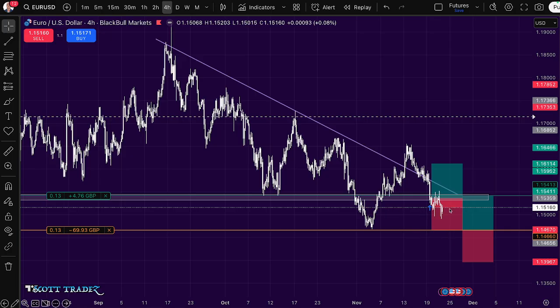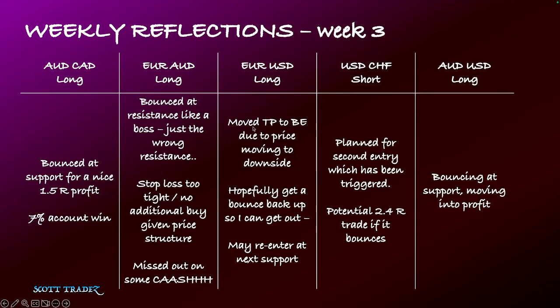I could exit here for about 20 quid loss, but I'm trying to really limit the losses and maximize the wins, especially because I'm doing this around full-time work. So I moved take profit to break even due to the price moving downside. Hopefully get a bounce back up so I can get out of it risk free. I may enter at the next support, but I'll reevaluate that as and when it comes.